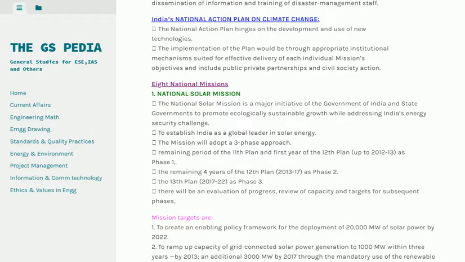1. National Solar Mission. The National Solar Mission is a major initiative of the Government of India and state governments to promote ecologically sustainable growth while addressing India's energy security challenge. To establish India as a global leader in solar energy. The mission will adopt a 3-phase approach.